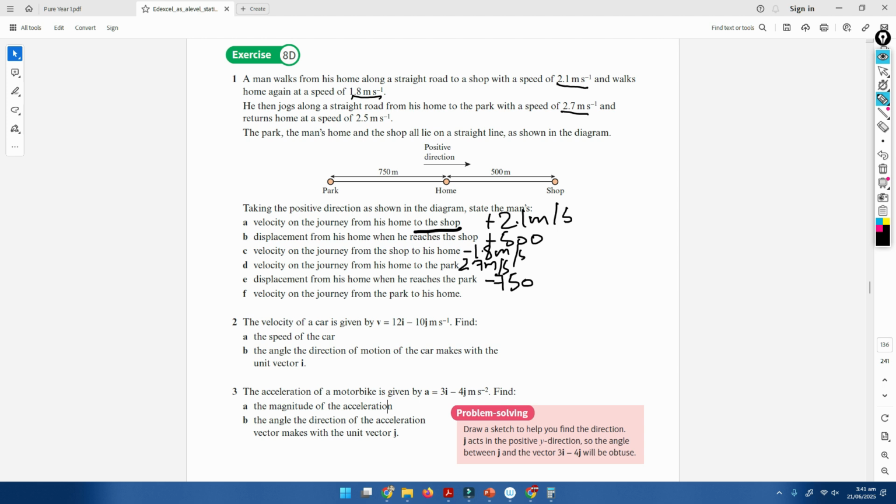Velocity on the journey from park to his home. Velocity from park to home is in the positive direction from left to right, so it's positive, and its value is given in the question. That's 2.5 meters per second. So that's it for question number 1 from exercise 8D. Now let's try another question.